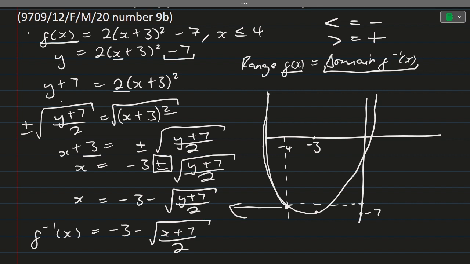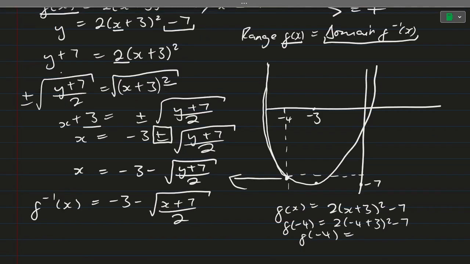So if we substitute into our function f of x, f of x is equal to 2(x plus 3) squared minus 7. If we substitute x with negative 4, we can find the y value at x is negative 4. If you punch that into a calculator, you should get negative 5. So this point here is negative 5.